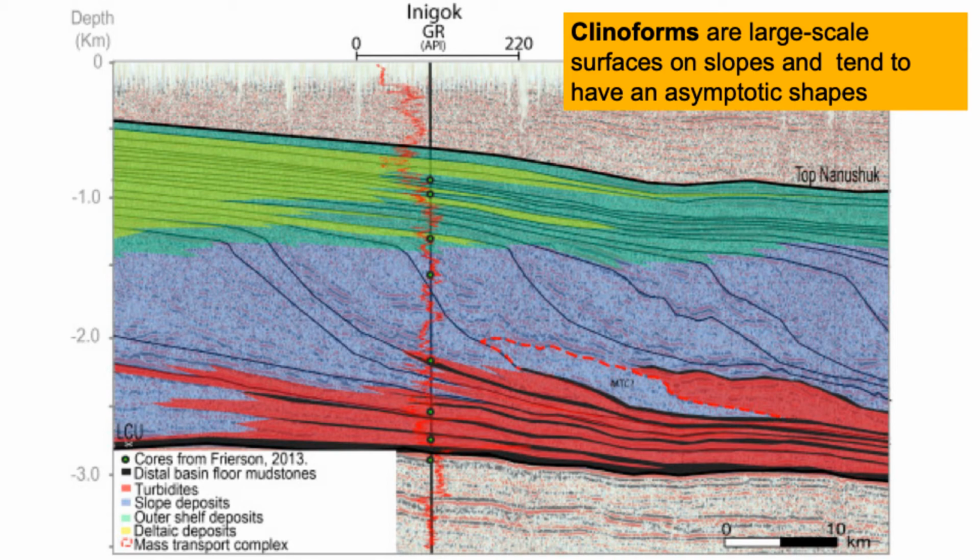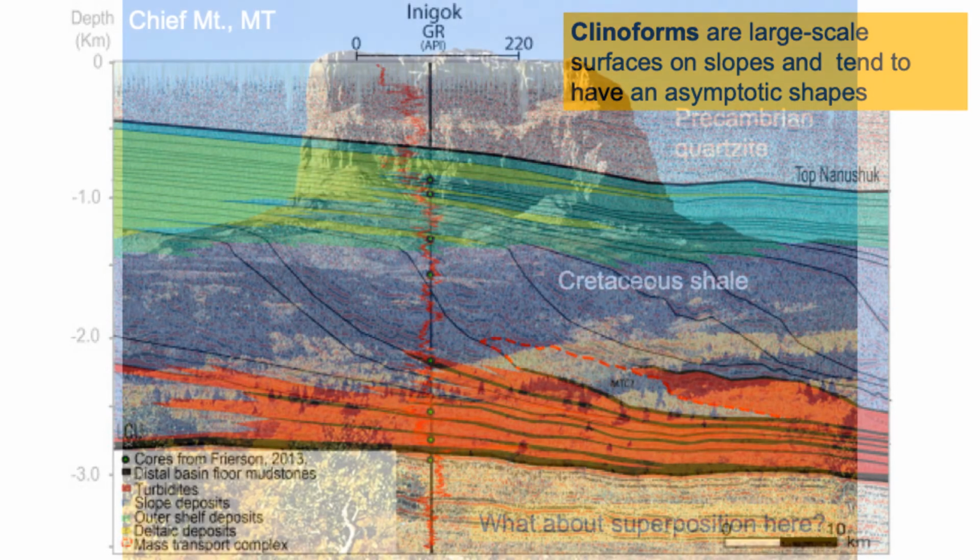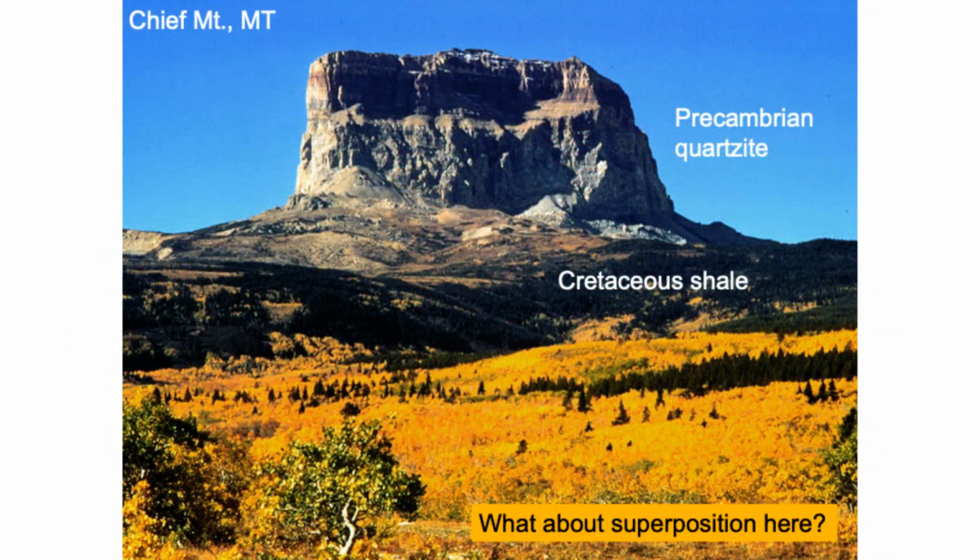This one's kind of interesting here. You've got a Precambrian quartzite stuck on the top of a Cretaceous shale. Hopefully you're already studying some of the geologic timescale, and immediately this should raise some red flags. You're going to say, oh, but the Cretaceous is at the end of the Mesozoic, and that's Precambrian up there. What's that doing on top of upper Mesozoic age rocks? That's Chief Mountain in Montana.